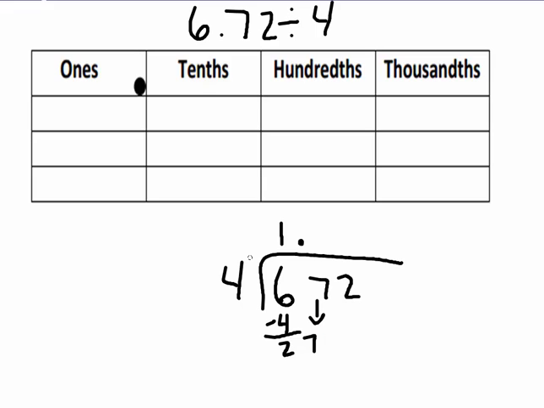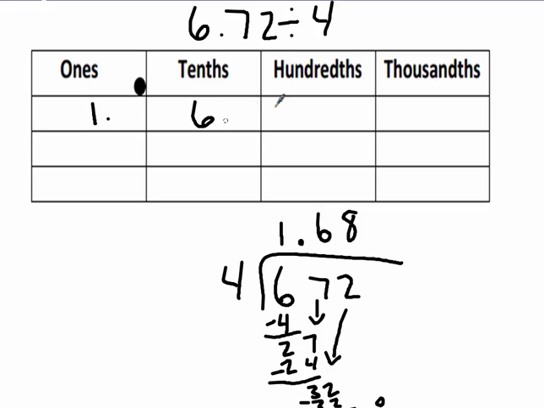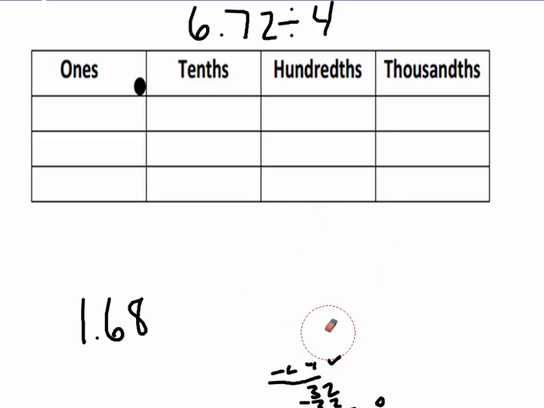So now I bring down, divide. How many times does 4 go into 27? It goes in 6 times. Multiply, subtract, bring down, divide, multiply, subtract, and I have 0. So my answer is 1.68. Let's just check. I'm going to record this answer here. I'm going to check it using my place value chart so I know for sure that with those two strategies, it is in fact giving me the correct answer.